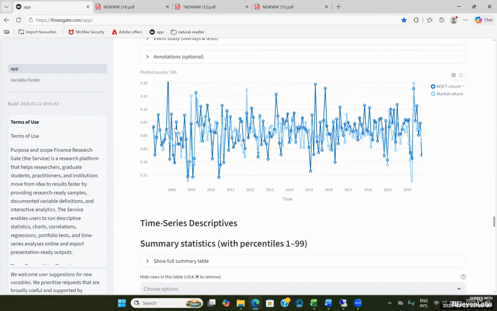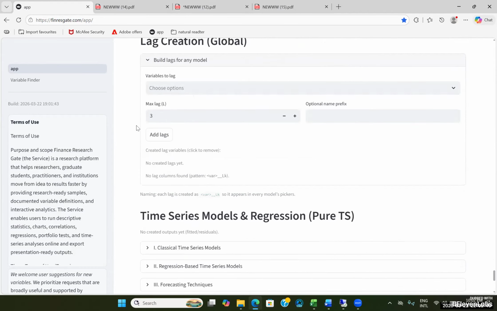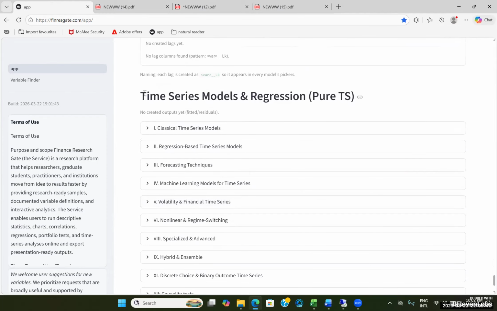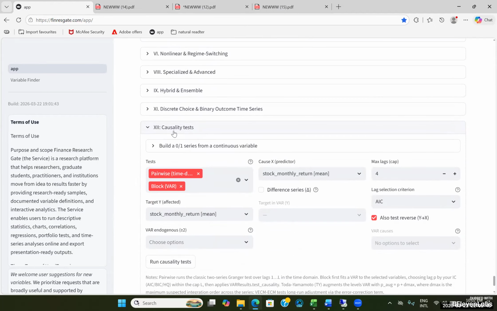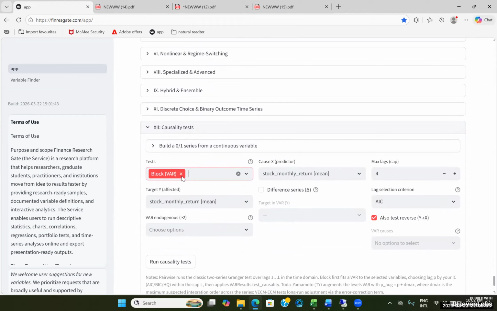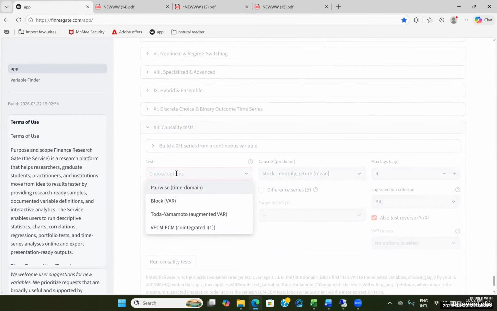To answer this question, we'll need to employ the Granger Causality method. If you navigate down to the lower section, and more specifically to the final box, which deals with causality, you will discover the Granger test. As you can see, we're dealing with a variety of different tests here. The first of these, which we examined with a clear numerical example, is the pairwise test. That's the option we should select.